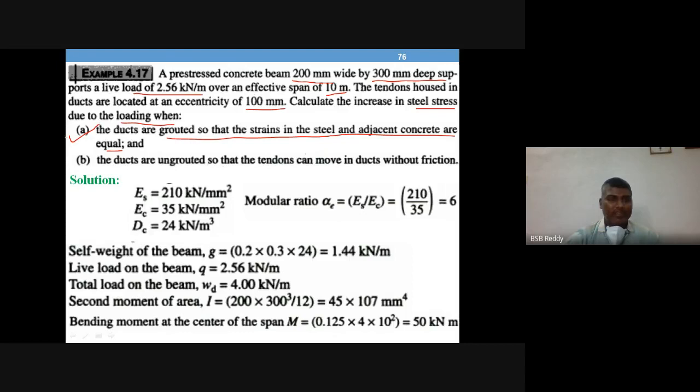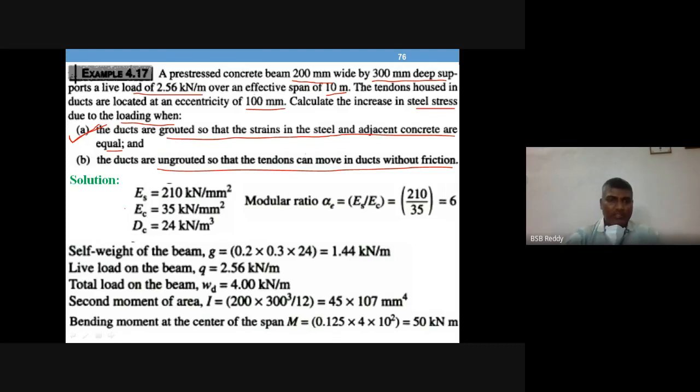Point A says the strains are same in steel and concrete at the level of steel. Meaning is that there is a perfect bond available. The ducts are ungrouted, so that tendons can move in the ducts without friction. Means there is no grouting, so it is unbonded. Okay, so category B is unbonded, right?